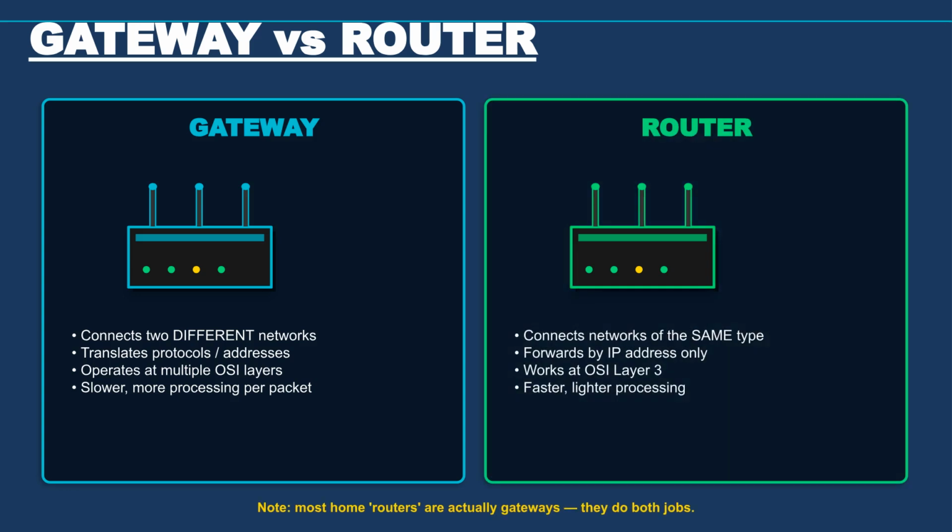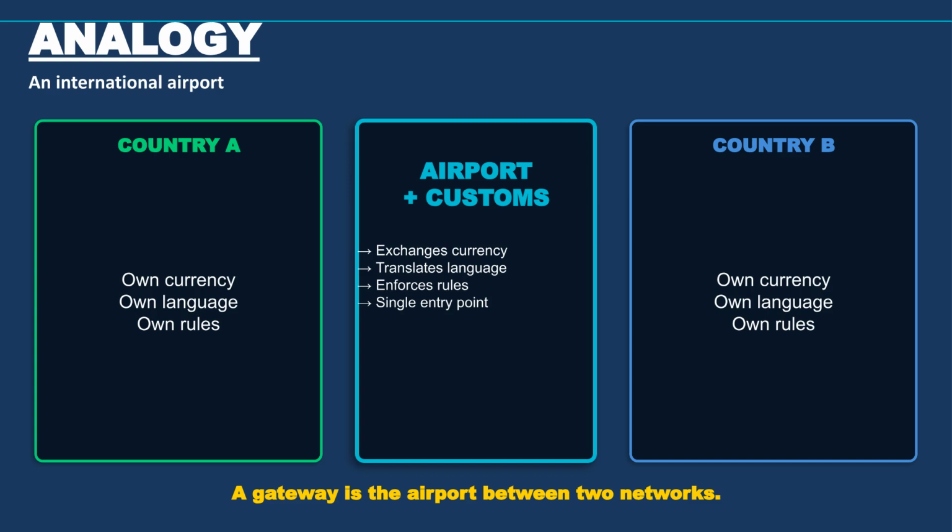Gateways connect two different networks and translate protocols. Routers, on the other hand, connect networks of the same type and forward packets by IP address only, operating at OSI Layer 3. Think of a gateway as an international airport, serving as a single entry point between two countries with different rules and languages, or in this case, different networks and protocols.